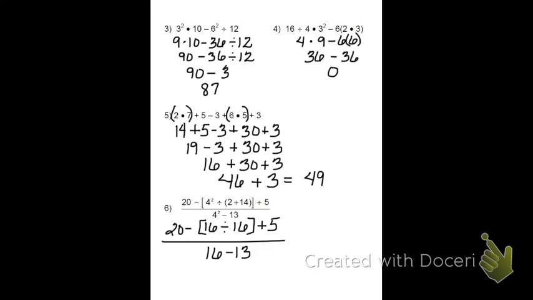So doing what's in the bracket first, you're going to have 20 minus 1 plus 5. 16 minus 13 would give us 3. We're going to do the operation on the numerator first. So 20 minus 1 would be 19 plus 5, which gives us 24 divided by 3. So this answer would be 8. Now try some on your own on order of operation.